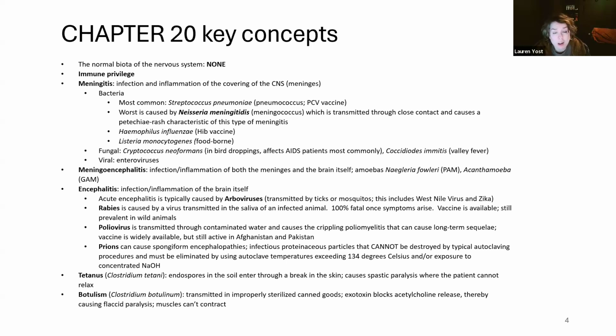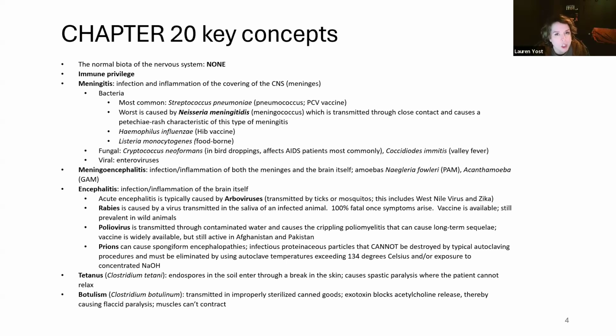And there's pros and cons to not having a biome associated with these areas as well. Back to meningitis. There are three groups of microbes that are commonly associated with meningitis. This is by far not a comprehensive list, but these are our most commonly associated causes of meningitis. Okay. You will have bacterial meningitis, fungal meningitis, and viral meningitis that we'll talk about in the chapter.